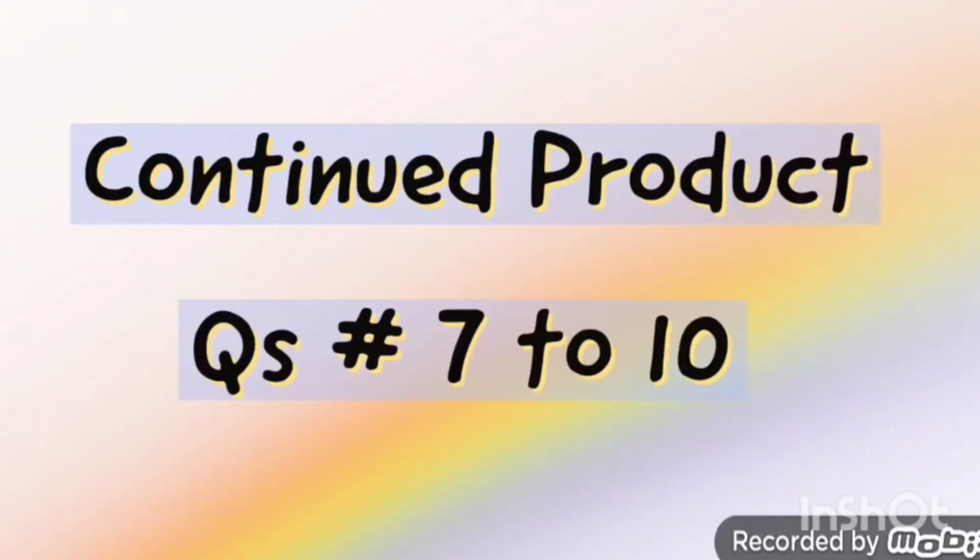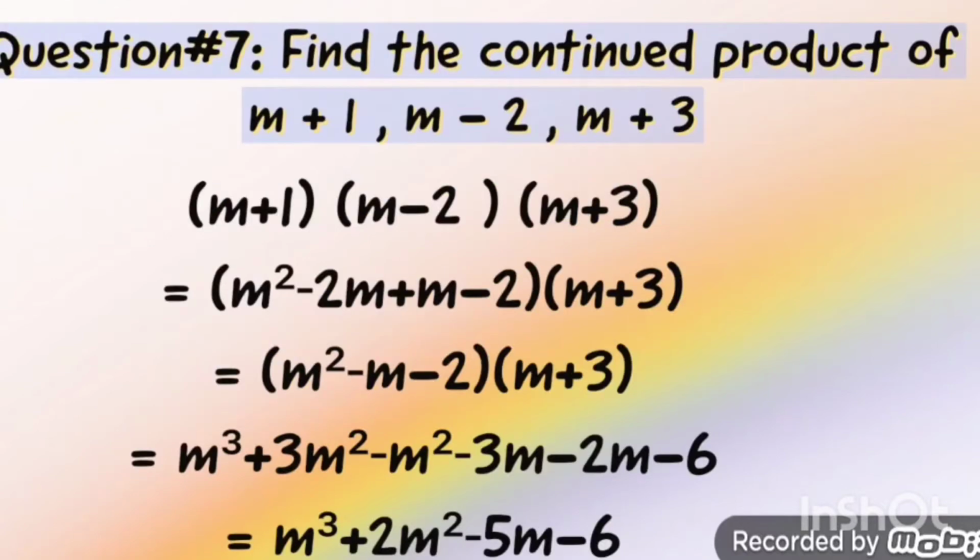In today's lecture we are going to solve continued product questions 7 to 10. In questions 1 to 6, you have multiplied only two polynomials, but in continued product, we will multiply 3 or more polynomials. So let's start this continued product. We start with question number 7.